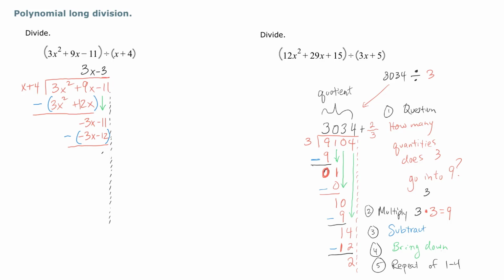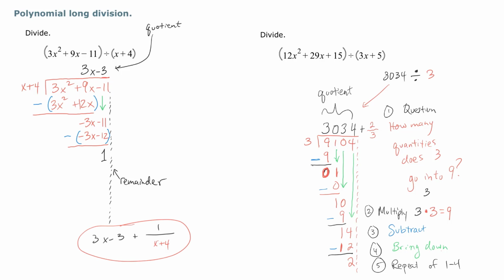So I'll write the 1 there. There's the remainder. That's often called the remainder. And remember your quotient. Your quotient is right here. And then the final answer is actually you take your quotient and then you add the remainder and put it over its divisor. And the divisor here is x plus 4.